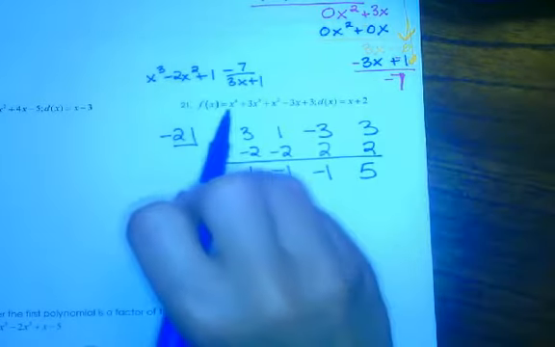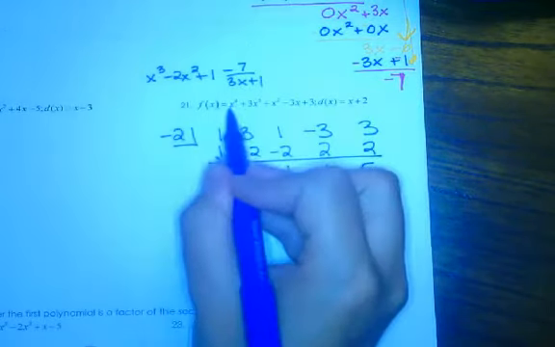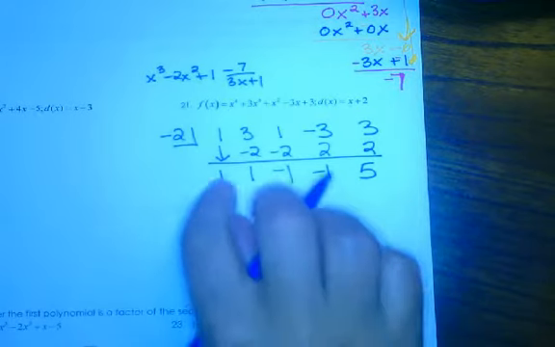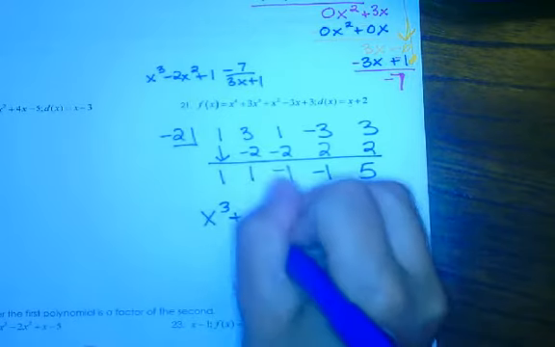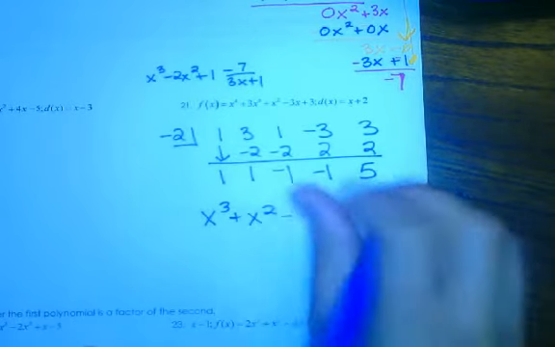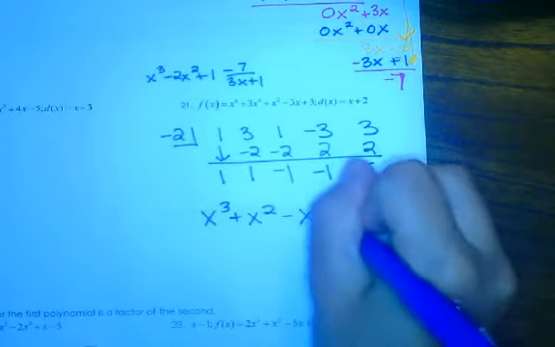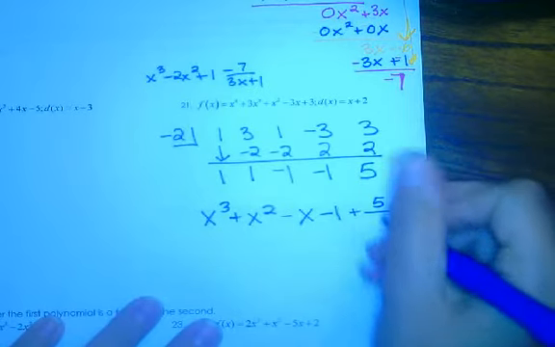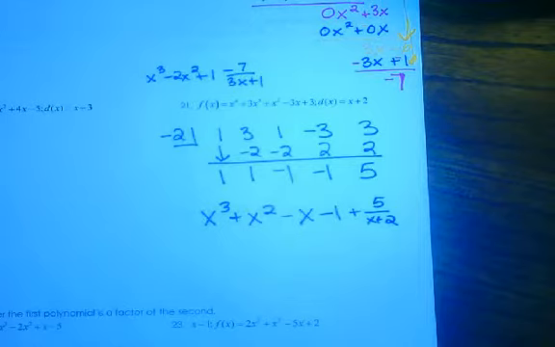Well, since I was taking a quartic and dividing it by a linear, it's going to go down a degree. So this was an x to the 4th. Now my answer is going to be x to the 3rd because it was a coefficient of 1. So 1x to the 3rd plus 1x squared minus 1x minus 1. And my 5 is the remainder, so it's plus 5 over the original divisor there. So there's my final answer on that one.